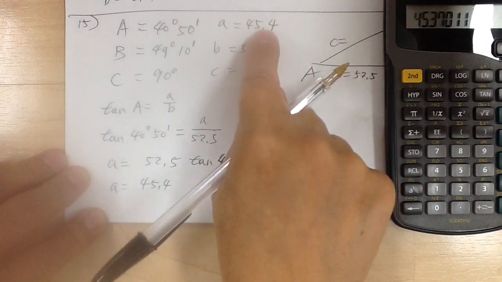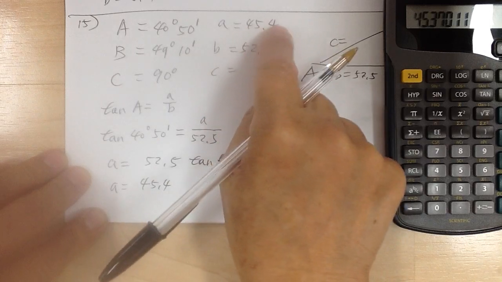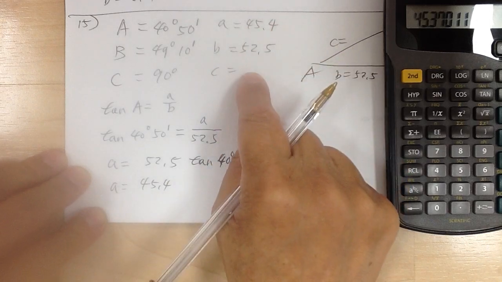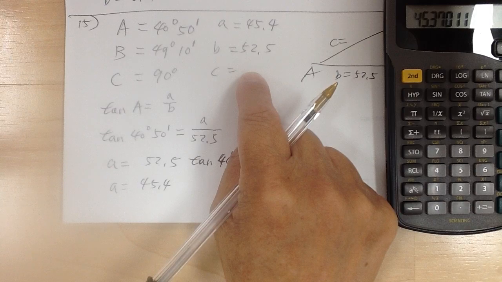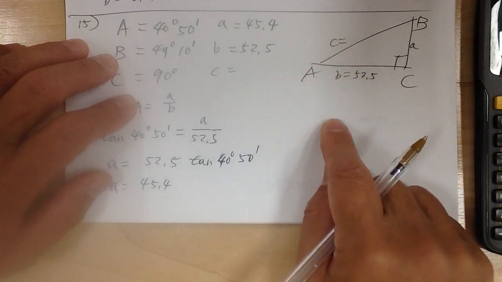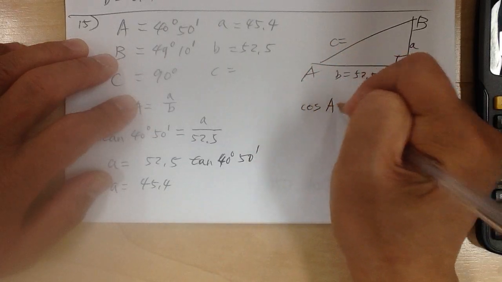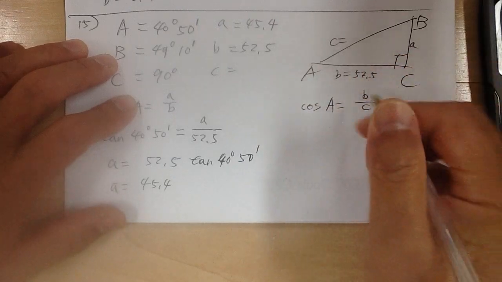Now, if you use Pythagorean Theorem, a squared plus b squared equals c squared, your answer is going to be off a little bit more because this is already off a little bit, and so this is going to be off even more. Okay, so that's something you have to watch for. So it's better to just use the trig function. So these two, it will be cosine. So cosine of A equal to B over C.